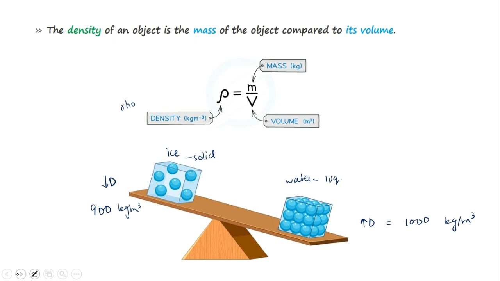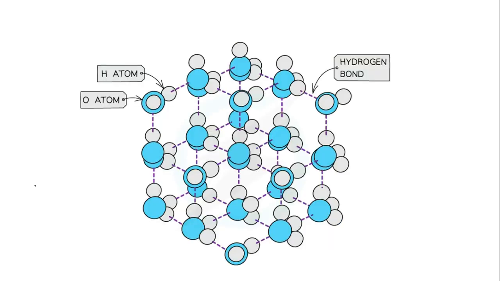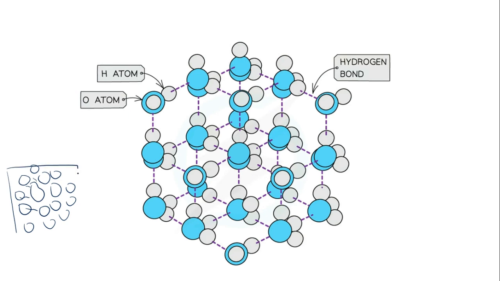Well, we know that in water, water molecules are very randomly placed, right? They are very close, they stick together, and they share very strong bonds with each other. So that is why their volume is less as compared to the volume between the water molecules in ice.